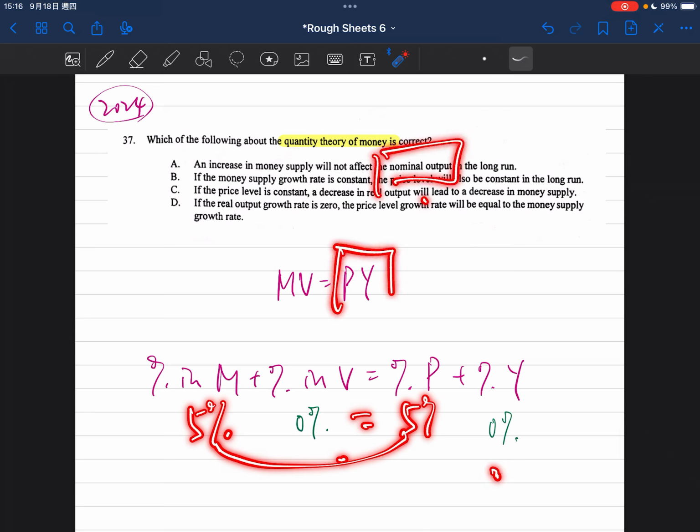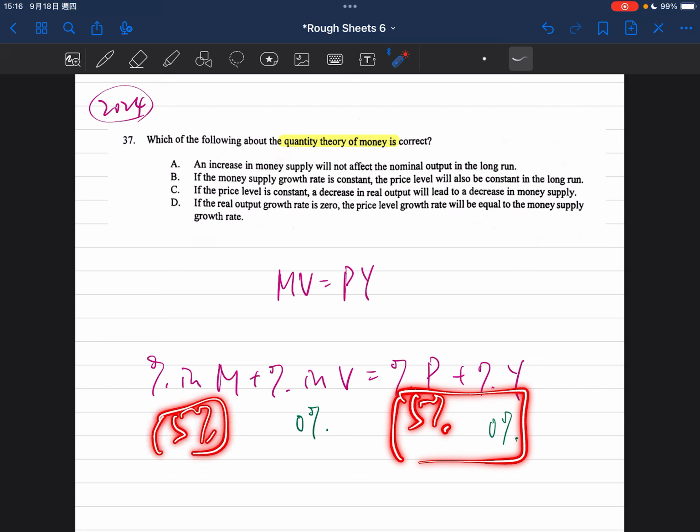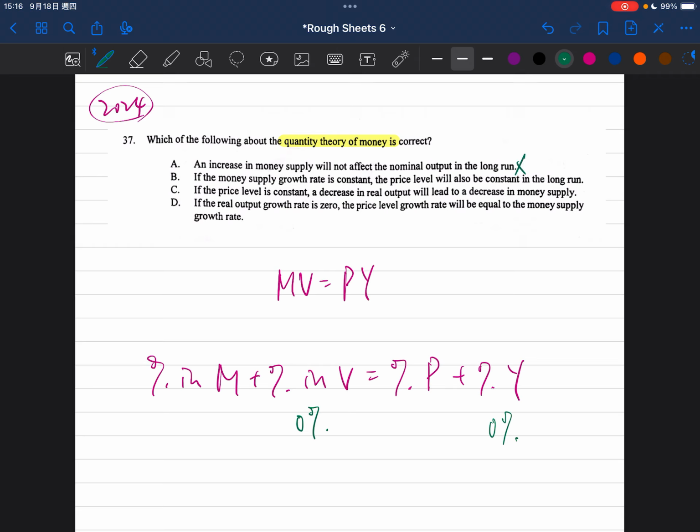So what is the nominal output? The nominal output is P times Y, because Y is only the real output. When we multiply by the price level, it becomes the nominal output. Nominal output considers both the price level changes and the real output changes. So the nominal output will also increase by 5%. So the increase in money supply will affect the nominal output.